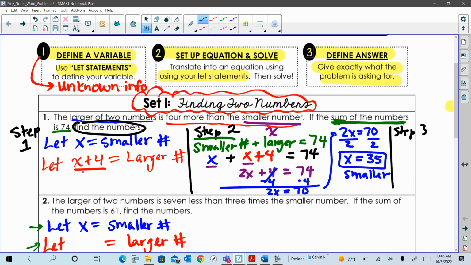So if this is x plus 4, this would be 35 plus 4, right? So this comes out to be 39. So my solution, we use bracket form, is bracket 35, comma 39, close the bracket.